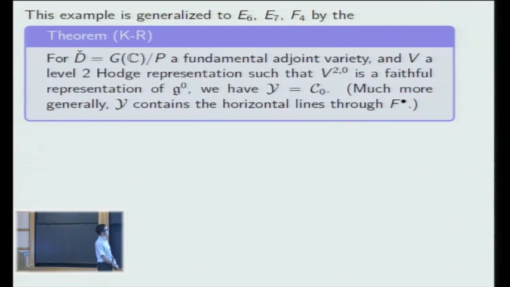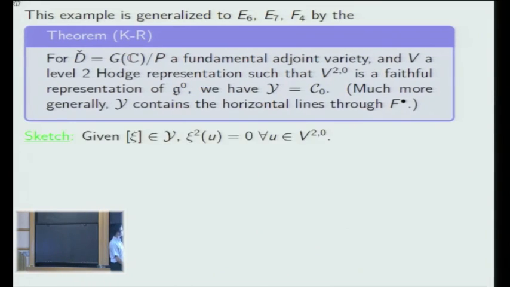D check, a fundamental adjoint variety, and V a level 2 Hodge representation such that V20 is a faithful representation of the isotropy Lie algebra, we have that the Griffiths-Yukawa kernel is equal to the subadjoint variety, the variety of lines.